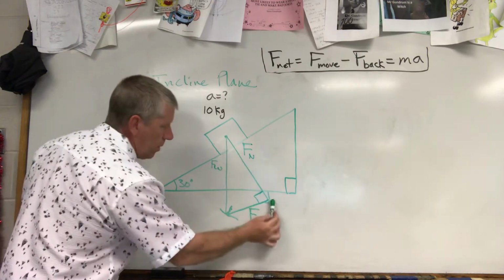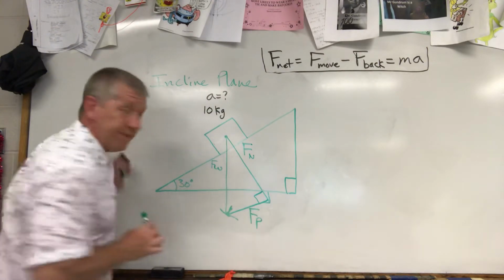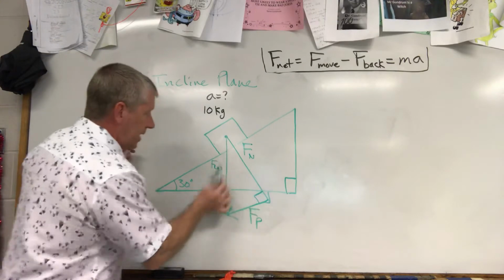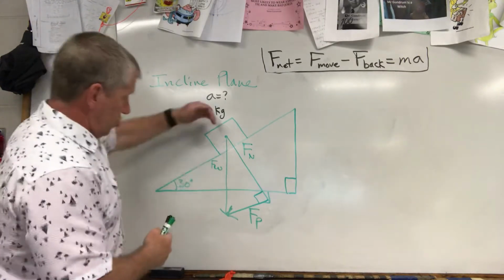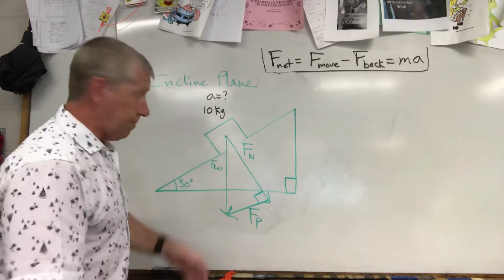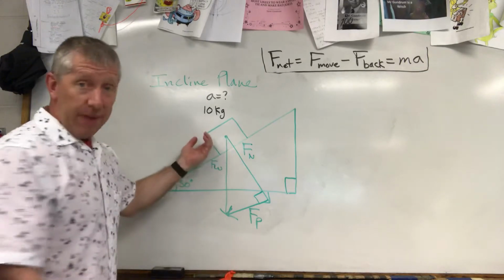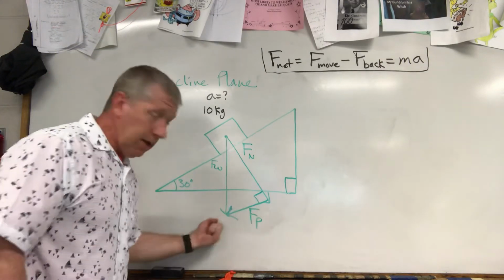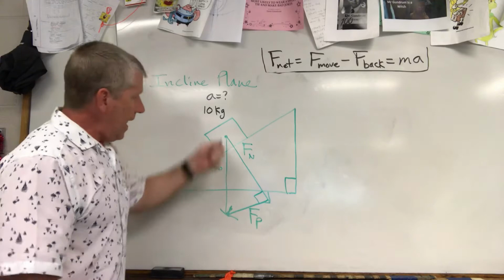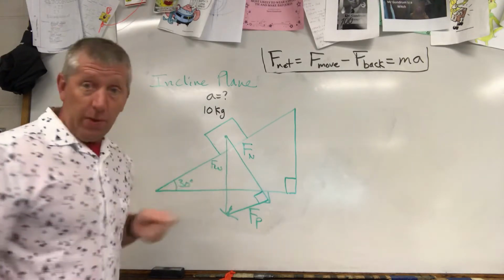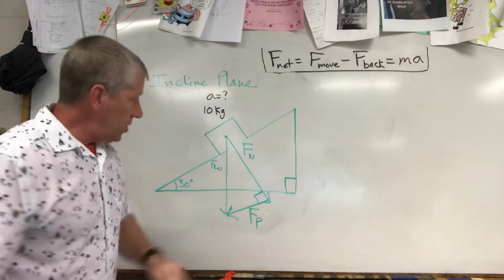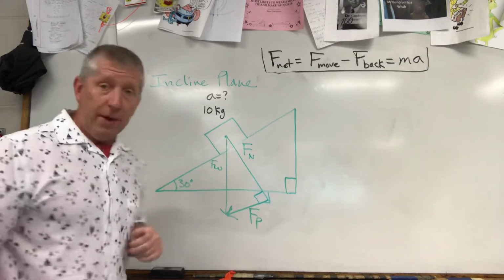And these are what are called the components of the weight vector. These exist because of the weight vector. Weight is trying to pull this straight down to the center of the earth, but it can't. So the best it can do is pull it down the inclined plane. So that exists because of the weight, and the pressure into the board exists because of the weight. So those two vectors are called the components of the weight vector.